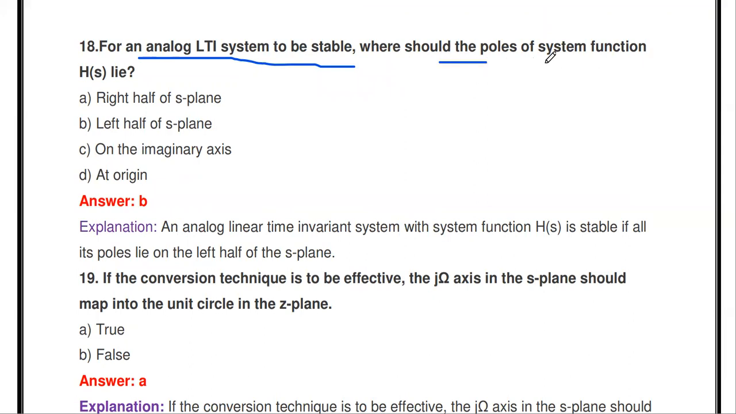The next one: for an analog LTI system to be stable, where should the poles of the system function lie? We already discussed this question in a different format. For an analog LTI system to be stable, all poles lie in the left half of the S plane. You just remember it. This is a very important question to determine whether the system is stable or not. If you draw the pole zero diagram for that system function and all poles are located in the left half of the S plane, that system is said to be stable.